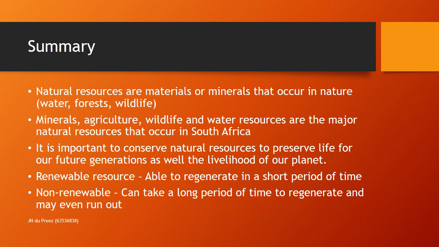Alright, so just to end off with a summary, natural resources are materials or minerals that occur in nature, for example, water, forests, and wildlife. So the key word there is natural, meaning nature. Minerals, agriculture, wildlife, and water resources are the major natural resources that occur in South Africa. So minerals such as copper, gold, diamonds, platinum, uranium. Agriculture, our abundance of farms, particularly corn, wheat, and sugarcane. Our wildlife, we have lots of large national parks such as the Kruger National Park. And the water resources, we have these big dams and rivers.